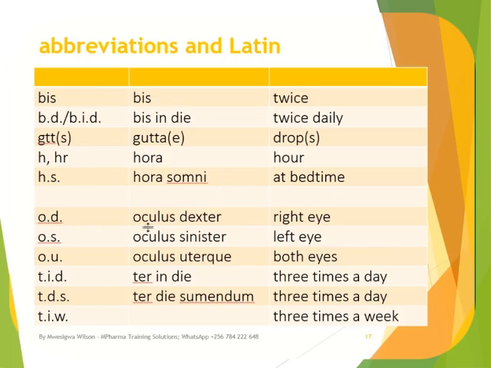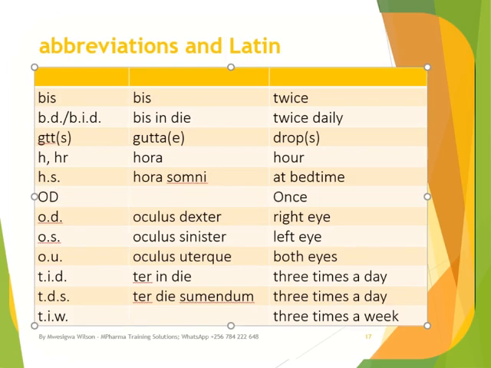However, we have this one, OD, meaning right eye. It is usually confused with this other OD, which is just gotten from English and means once daily. So don't confuse these two. However, OD, OS, OU are not commonly used today, but one day you could find them: oculus dexter, right eye; oculus sinister, left eye; oculus uterque, both eyes.